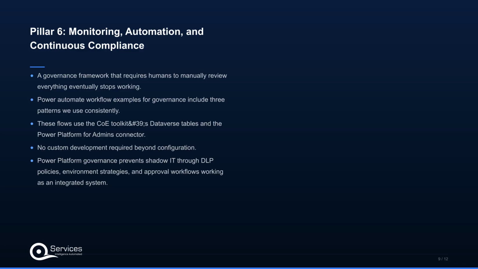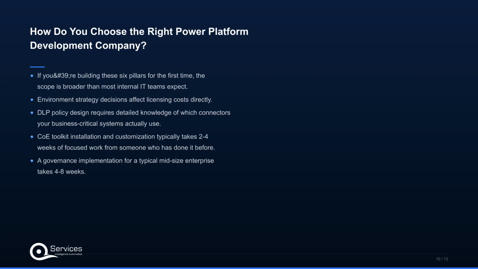Third, a detection flow that flags when a Canvas app directly connects to a production SQL server instead of going through an API layer or Dataverse, which then triggers an IT review rather than letting the connection persist silently. These flows use the COE Toolkit's Dataverse tables and the Power Platform for Admins connector. No custom development required beyond configuration. The net effect is that your Power Platform governance process runs continuously rather than only during quarterly audits when violations are already months old. Let's talk about how do you choose the right Power Platform development company.